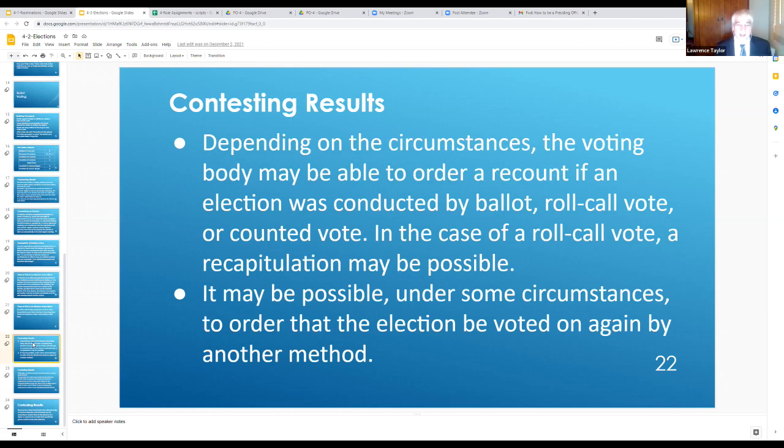Sometimes the results of an election are contested. Depending on the circumstances, the voting body may be able to order a recount if an election was conducted by ballot, roll call vote, or counted vote, or in the case of a roll call vote, a recapitulation may be possible. It also may be possible under some circumstances to order that the election be voted on again by another method.